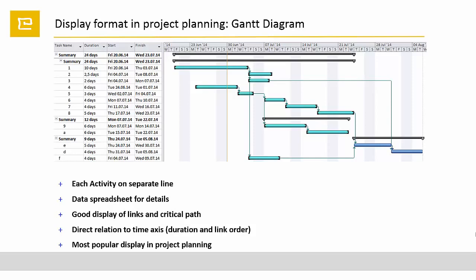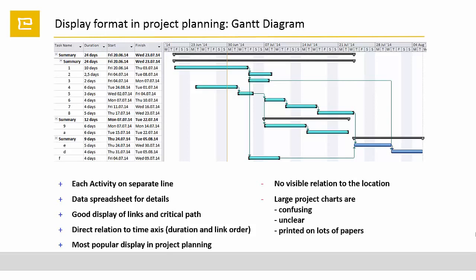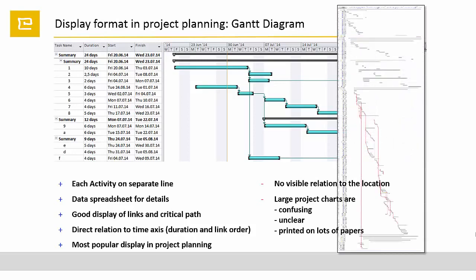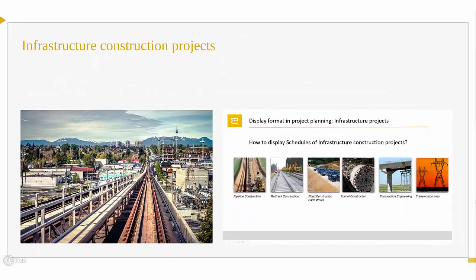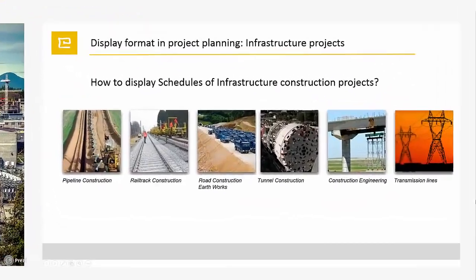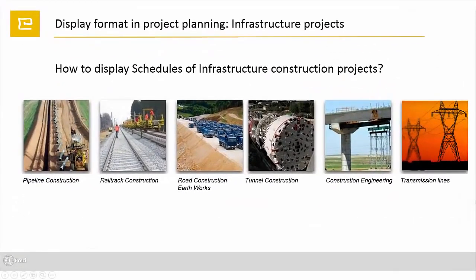But, especially for construction projects, there are some limitations that complicate the readability and understandability of a Gantt diagram. There is no visible relation to the location or building to be constructed. Especially large project charts therefore are confusing, unclear, or must be printed on lots of papers. So if we are looking at infrastructure projects, the question is how to display schedules of infrastructure projects.